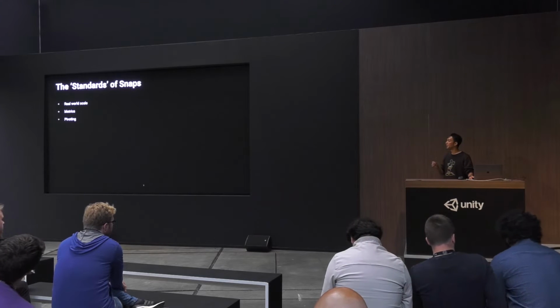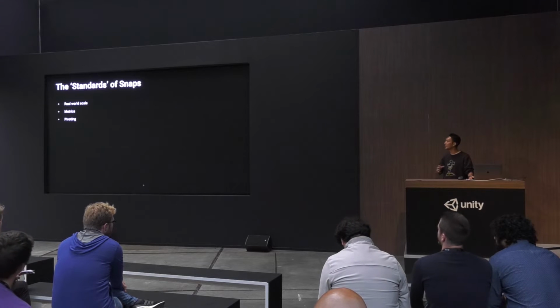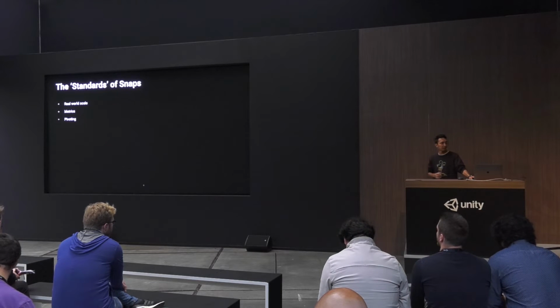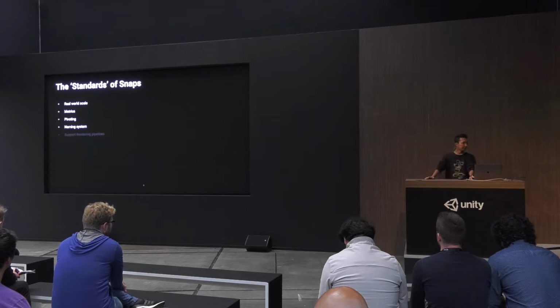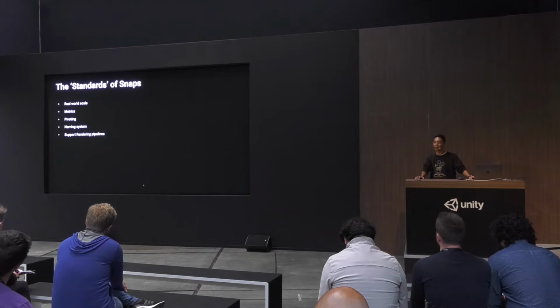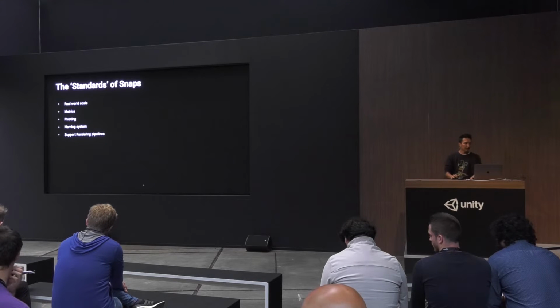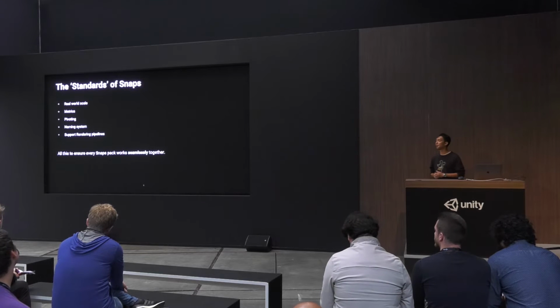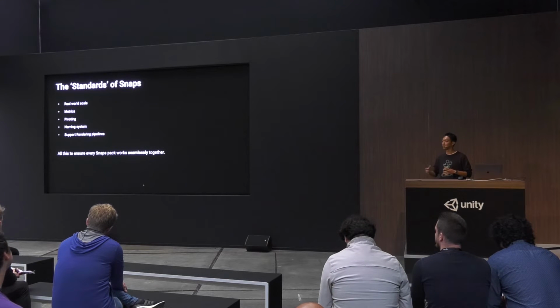And also the pivoting to allow users to just quickly build layouts and levels from them. It follows a very strict naming system so that the tools would allow quick swaps. So I'll demonstrate to you guys in a bit. And yes, as I mentioned earlier, we want to support the rendering pipelines, which is URP and HDRP. So yeah, as I mentioned earlier, we want to ensure that every snap pack works seamlessly together.